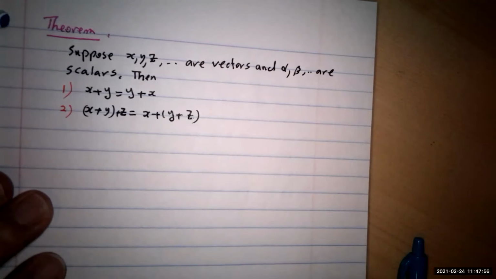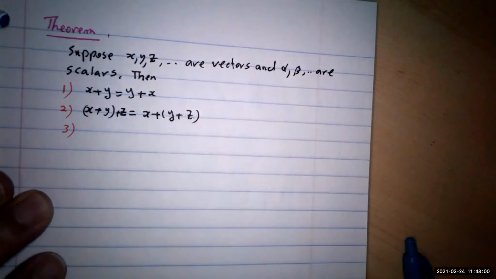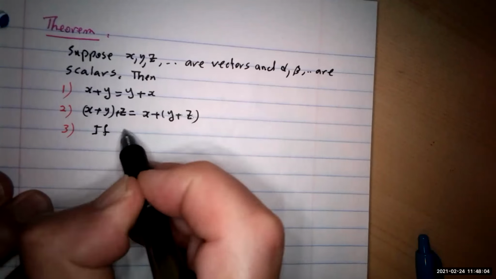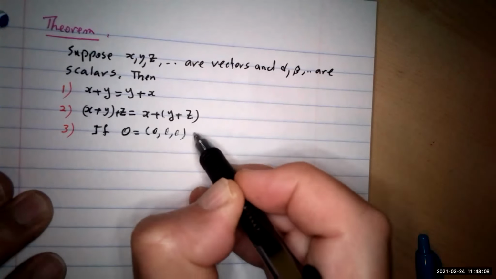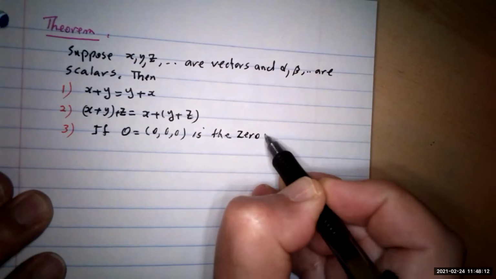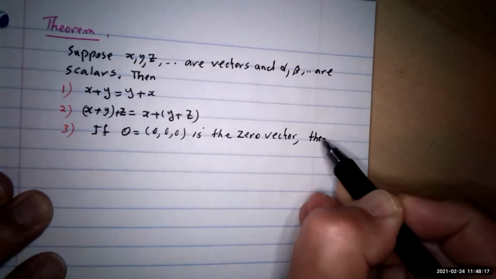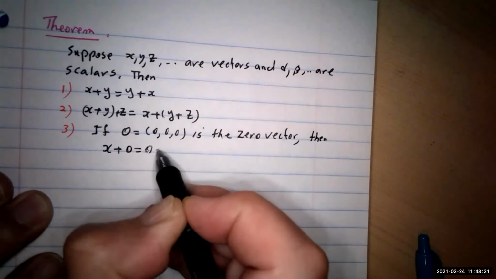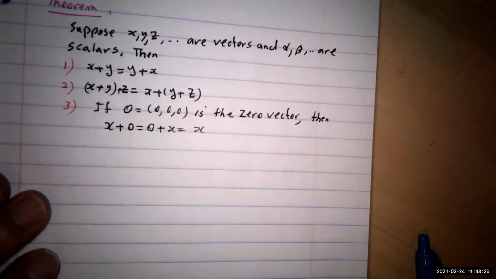Then the third one is, in addition, we always have a zero. So we can have a zero over here. If zero, which is equal to (0, 0, 0), is the zero vector, then as usual, you have the fact that x plus 0 is equal to 0 plus x, and this is going to be equal to x. Okay, it's again clear.